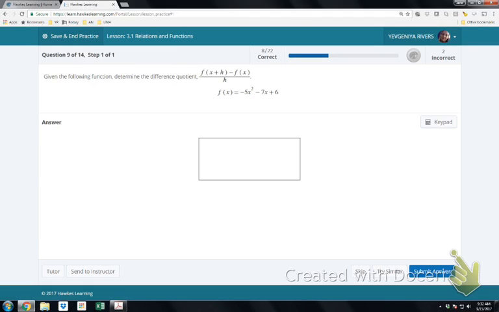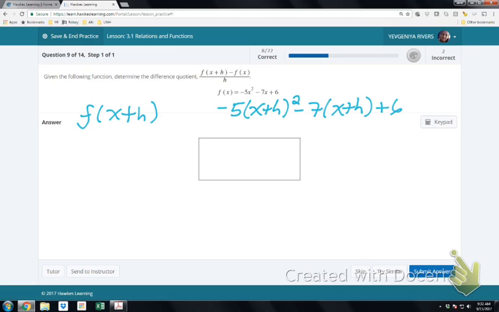That way you can see what happens when you have an x squared term. So when you do f of x plus h, you need to replace x with x plus h. That means I have negative 5 times x plus h squared minus 7 times x plus h plus 6. What I need to do here first is work out x plus h squared and then multiply all of that by negative 5. Now let's do a little bit of scrap work.